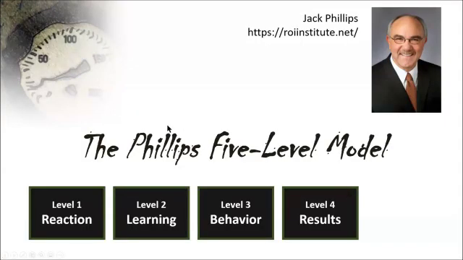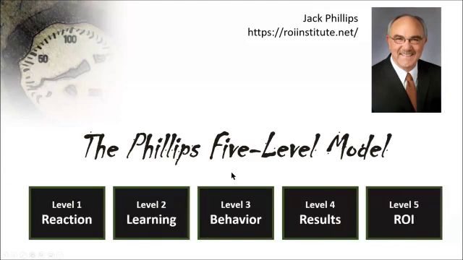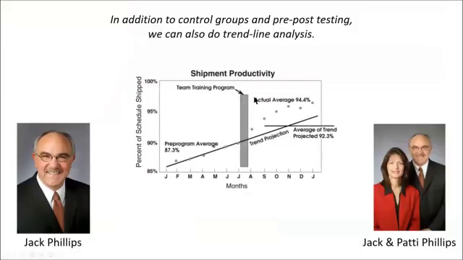Okay. So the Phillips model basically takes the Kirkpatrick 4-level model and adds ROI onto the end of it. I'm going to go into ROI, but it means return on investment, just like you would learn in business school. And we'll get into that. But I just want to emphasize that even though Jack is known for the ROI model, he does a lot of evaluations, most often with his wife, Patty. They do great work. They're out there evaluating all the time. They're not just teaching workshops.